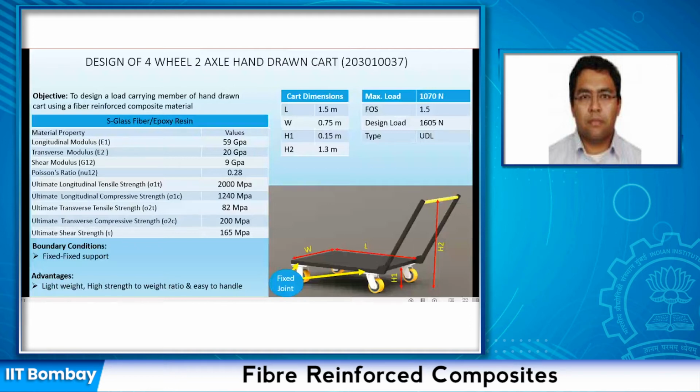And then considering the design factor, the factor of safety was 1.5, I'll get the design load to be 1605. This is the load at which I'll be designing my cart. The type of load I have assumed is a uniformly distributed load. Since you can see here, this loading member is attached to a fixed zone, so the support is a fixed support, that is the boundary condition. And the advantages of this are that it is lightweight, has a high strength to weight ratio, and is easy to handle. That is all, sir.